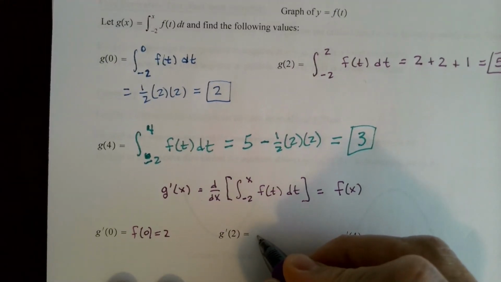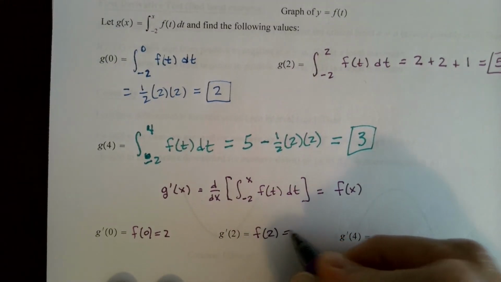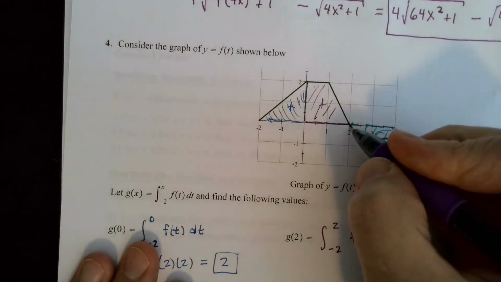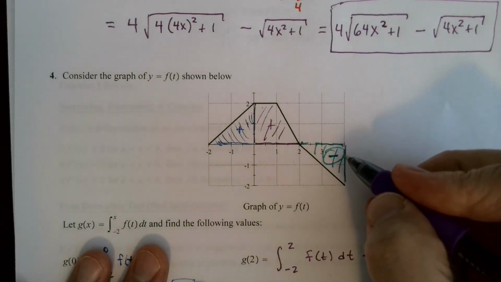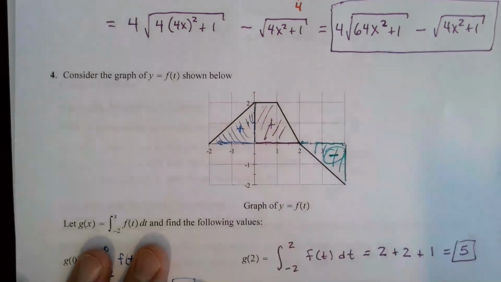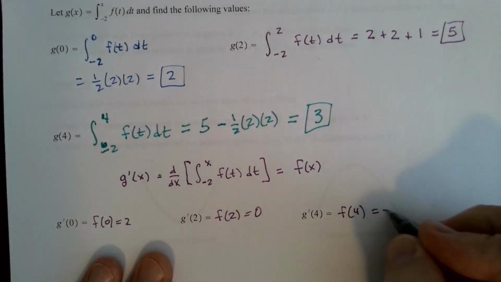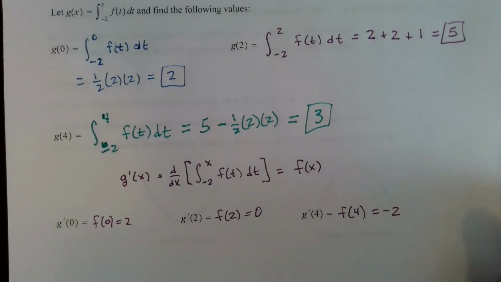So g prime of 2 is going to be f of 2. What's f of 2? What's the output? 0. G prime of 4 is f of 4. What's f of 4? Input 4, where's the function at? Down here at what? -2. Okay.